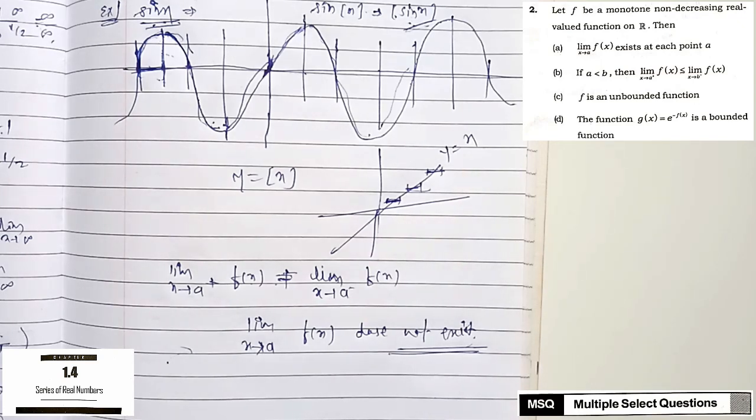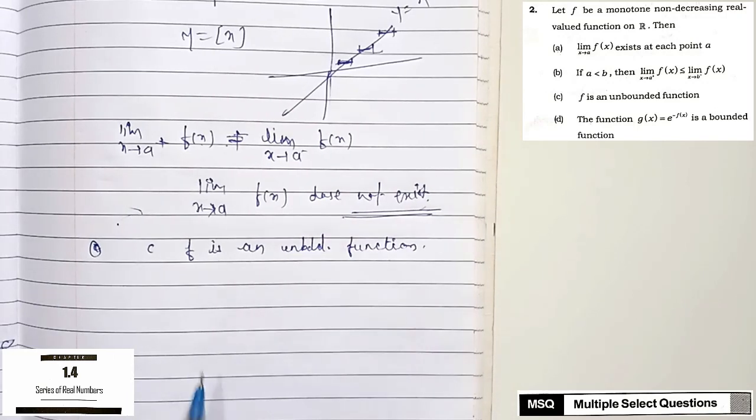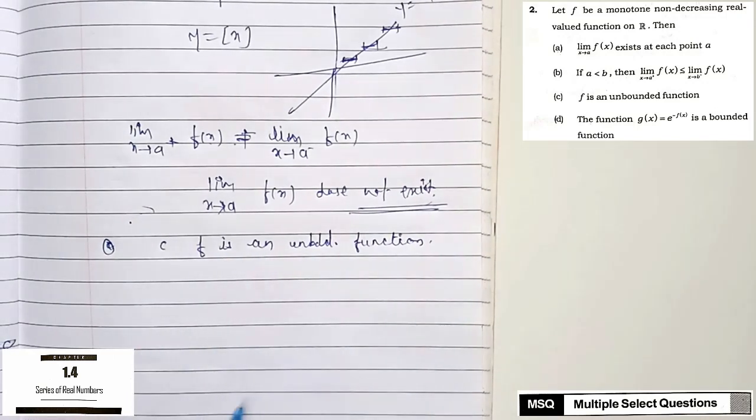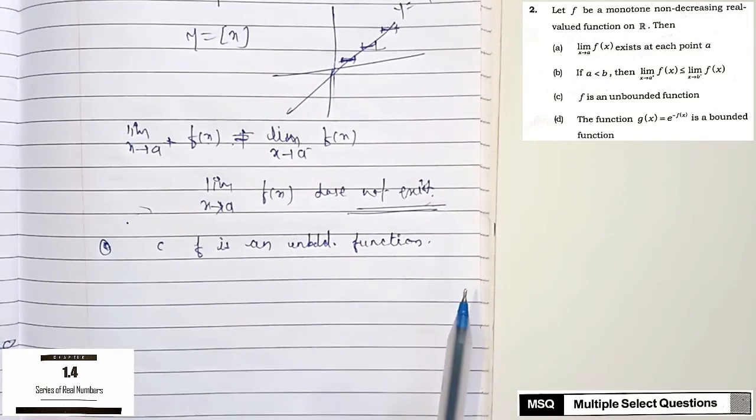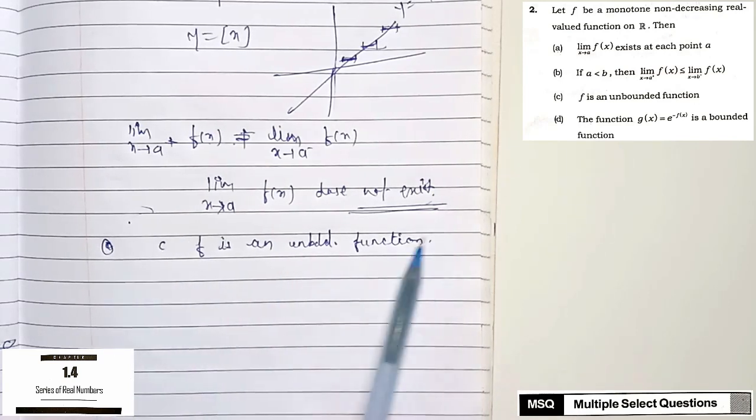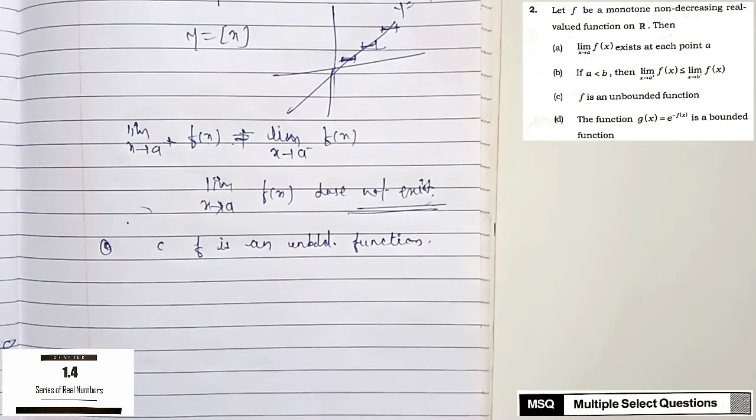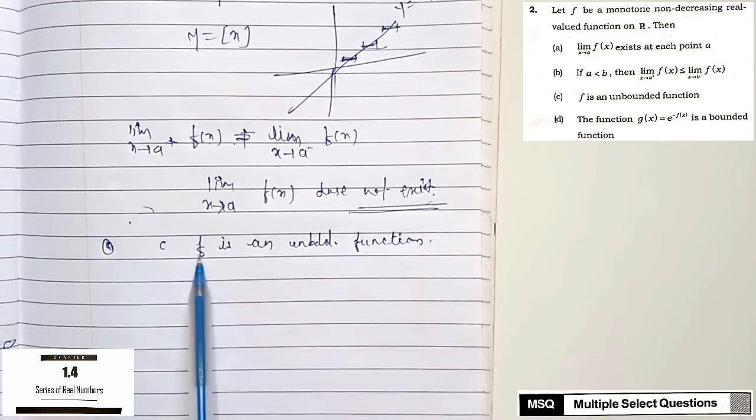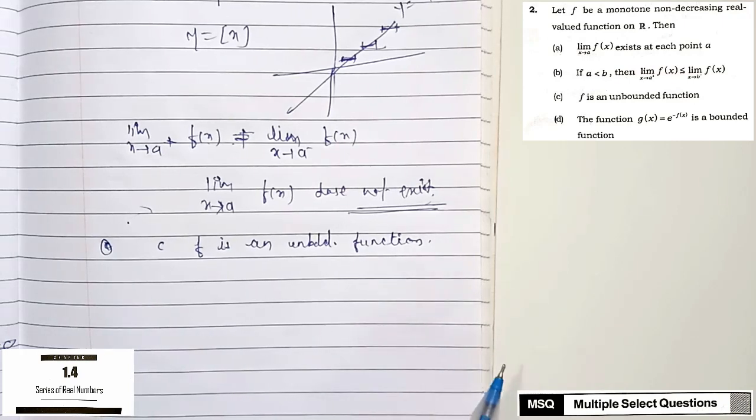Now let's start our second option. The next option is C: f is an unbounded function. I kept option B for a later solution, because it is quite confusing and we cannot show directly that option B is correct. So we have to find some counterexample for B. For C, it is given that f is an unbounded function.